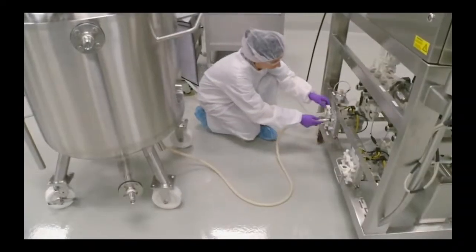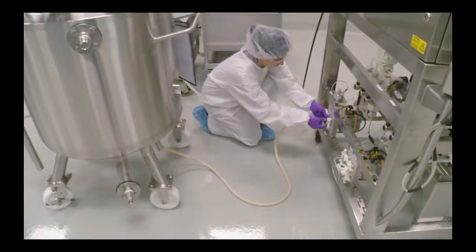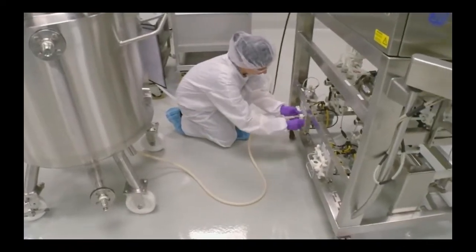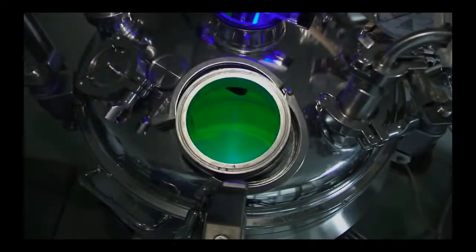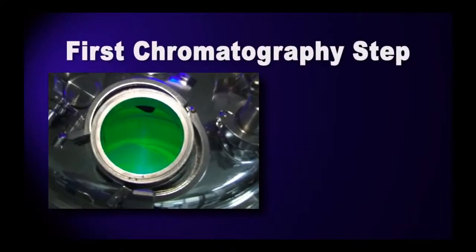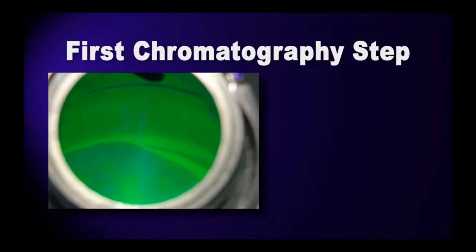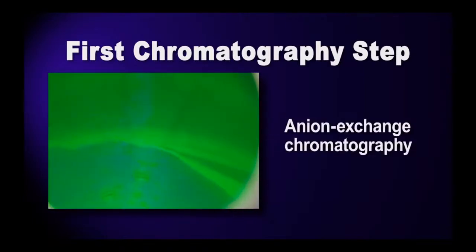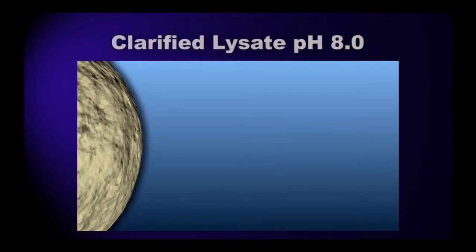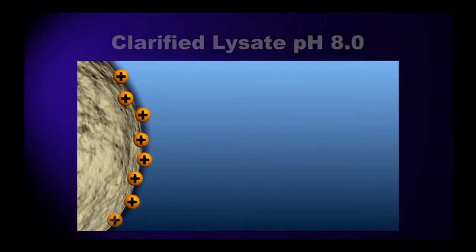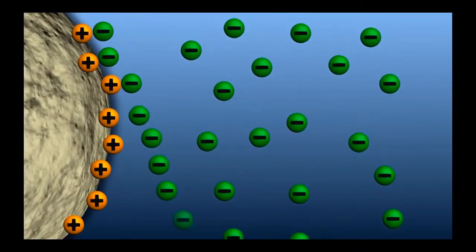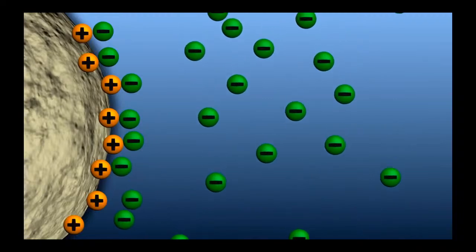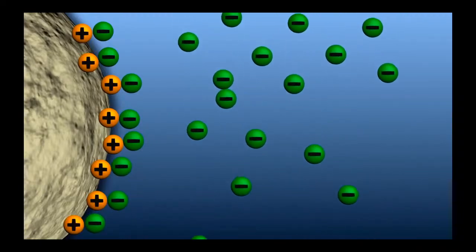The purification process begins as the transfer tank of clarified lysate from the recovery process is connected to the inlet pump on the chromatography skid. The first chromatography step in our green fluorescent protein purification process is anion exchange. At this point in the process, the pH of the clarified lysate is about 8.0, which means that the protein is negatively charged. Because it is negatively charged, GFP will bind to the positively charged anion exchange resin.